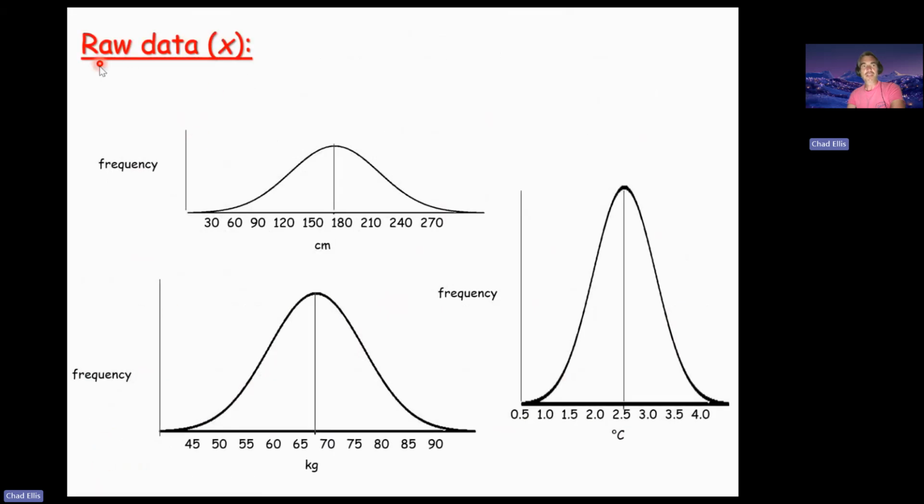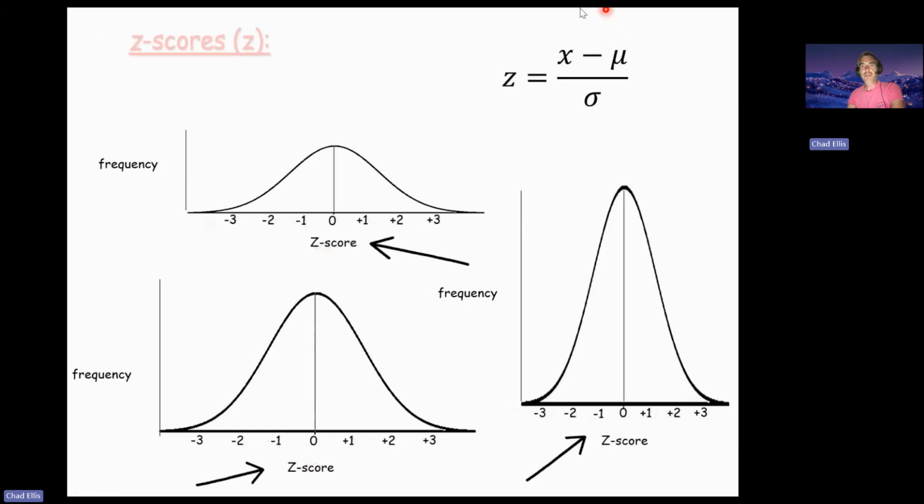So again, we're transforming this raw data. This is our X data here, centimeters, kilograms, degrees Celsius, and we're using this formula up here to transform those X values into unitless z-scores, right? So we've gotten rid of the units. Now we can start comparing these normal distributions without having to deal with different types of units. We could just use the z-scores to describe our normal distribution.